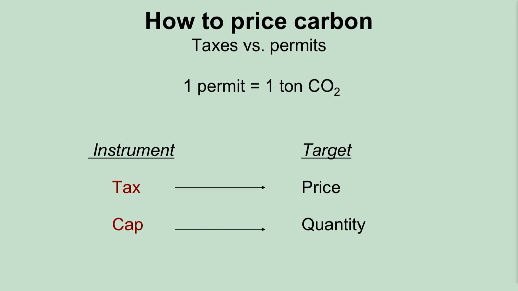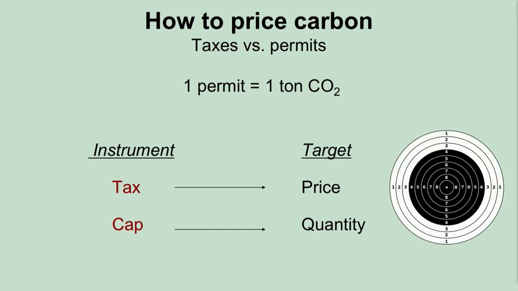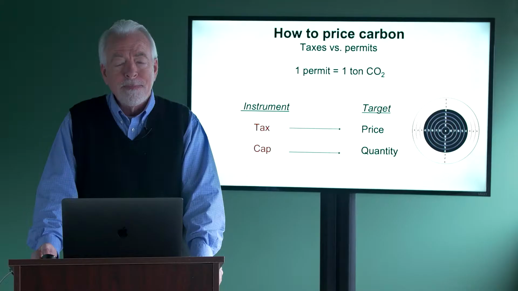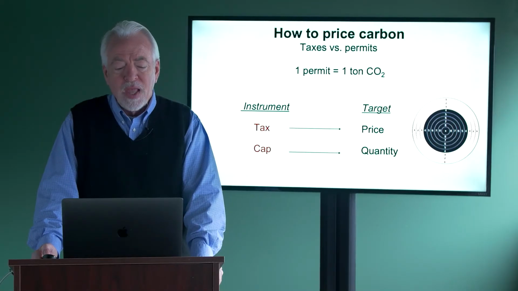If we want to hit the target, and if our target is to limit the amount of emissions to a trajectory that's consistent with climate stabilization, there are good reasons to think about putting a quantitative limit there and letting the price adjust, rather than fixing the price and just hoping that that price is going to be sufficient to do the job. I'll return to that point.